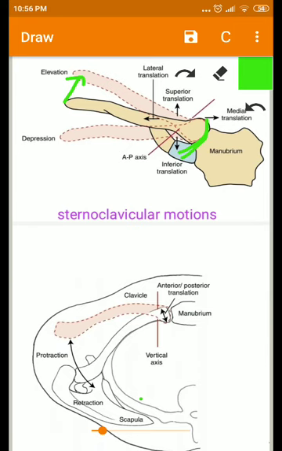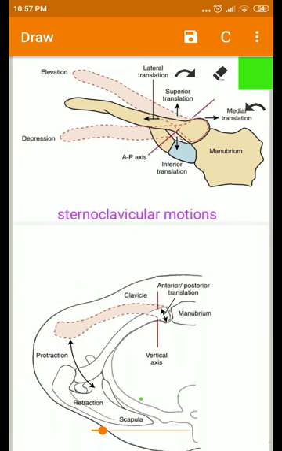Okay, this is about the elevation and depression of the clavicle. Now coming to the protraction and retraction of the clavicle. Here you can see the superior view. This is the clavicle, manubrium, and this one is the scapula. This is the thorax. Now here you can see the movements of the clavicle during protraction and retraction.